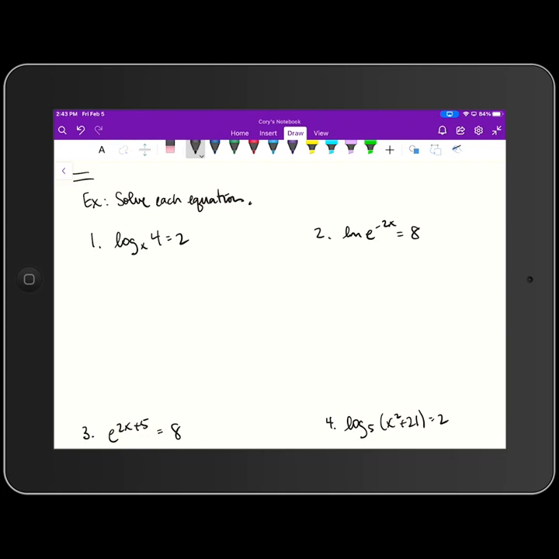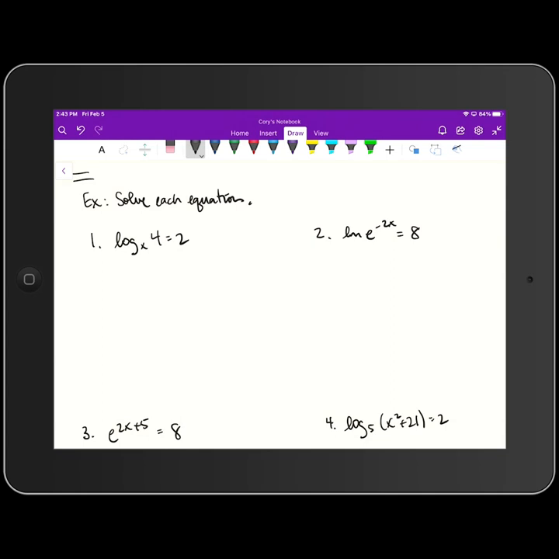So the last set of examples we're going to take a look at deal with solving mostly log equations, but we have one exponential equation in here that I want to talk about as well. For the time being, when we solve log equations, and we'll talk about more advanced techniques later on in this unit, we typically want to rewrite the log equation in exponential form.